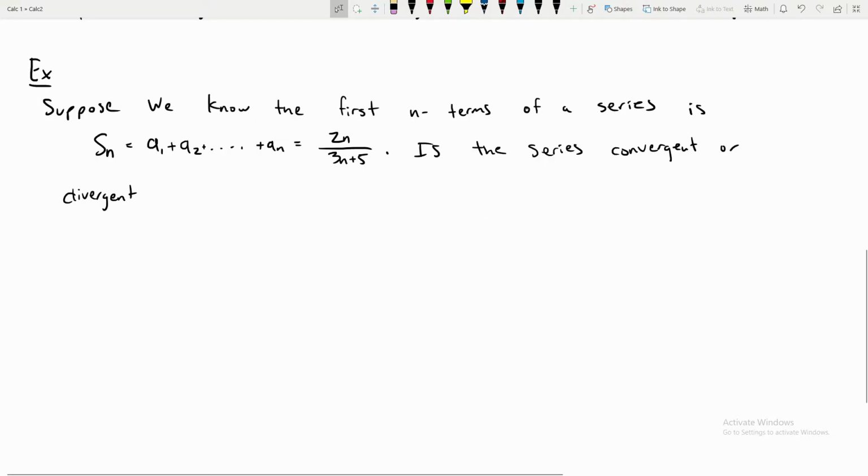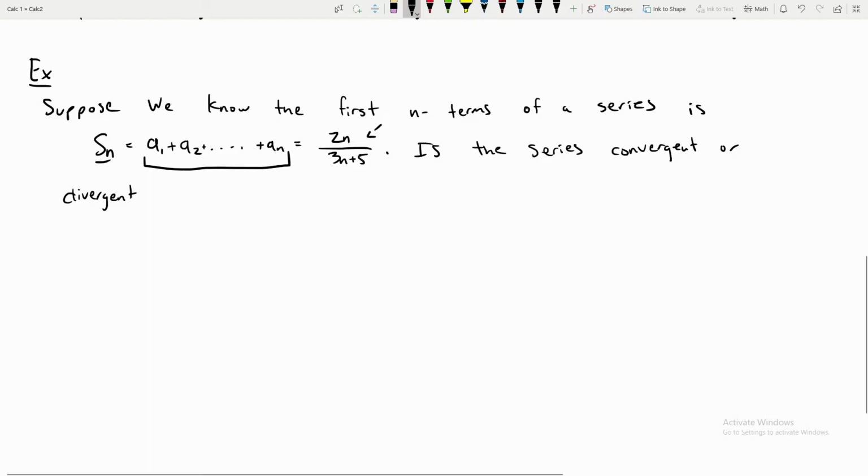So on to our first example, and hopefully you'll be able to grasp how we can use the partial sums to figure out if a series is convergent or divergent, and basically the sum of the series at the end. So the example goes as such. It says, suppose that we know the first n terms of a series is given by this formula right here. S of n is equal to the first n terms, and we actually have an explicit formula for the sum of the first n terms. It's going to be 2n over 3n plus 5. And then the question asks us, is the series convergent or divergent?